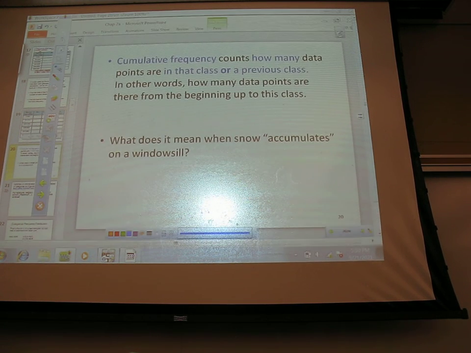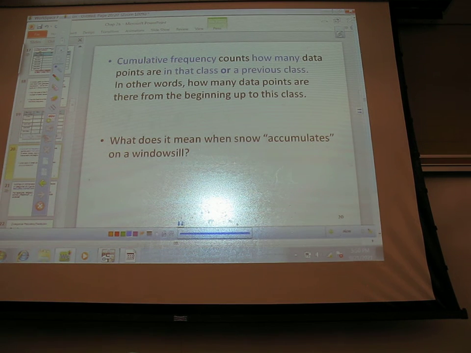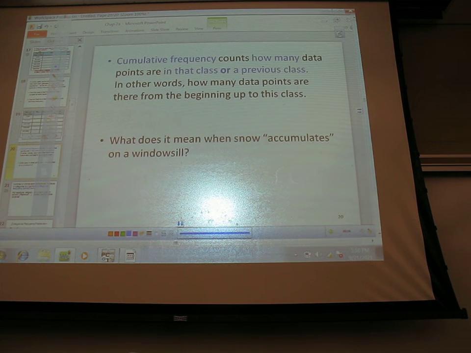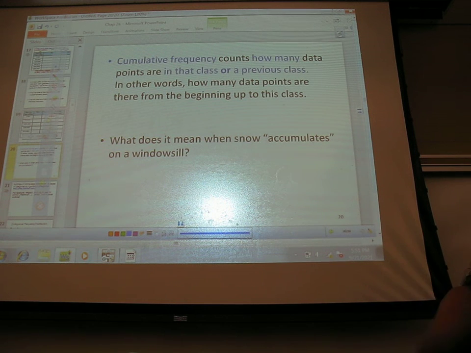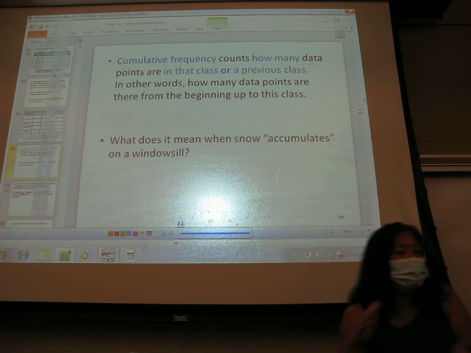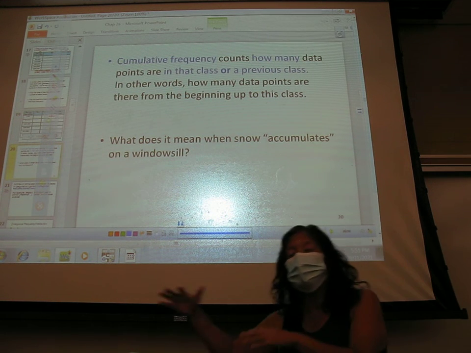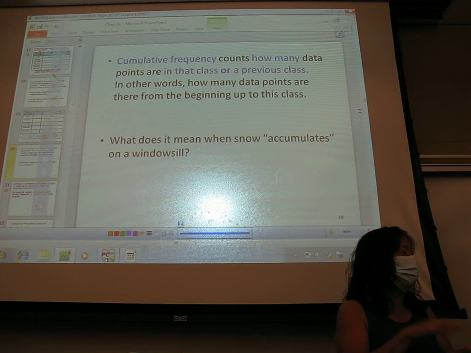Cumulative frequency. This counts how many data points are in that class or previous classes. In other words, how many data points up to and including that class. You guys all know what it means? Like, what does it mean when snow accumulates on a windowsill? Kind of keeps piling on, right? Who's ever heard of cumulative GPA or cumulative final? It means everything from the beginning up to that point. Right? So that's what cumulative frequency is. It's all the frequencies from the beginning up to that point.